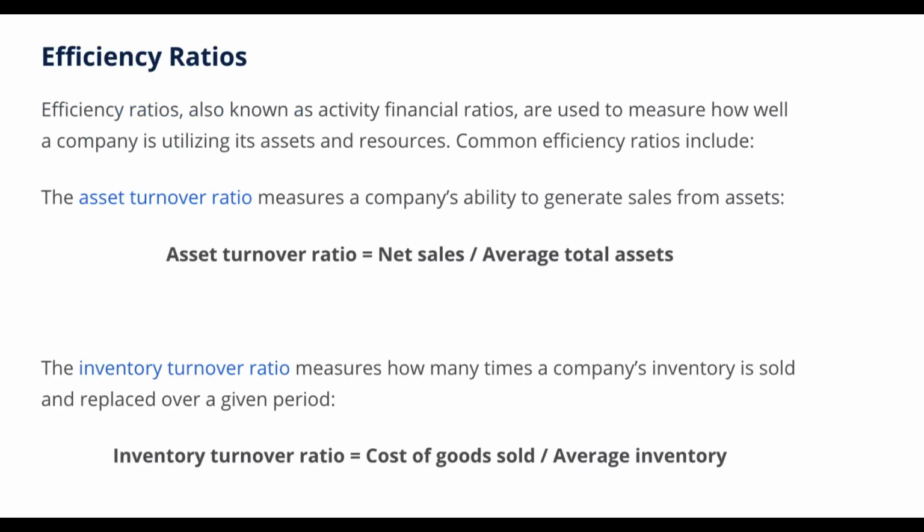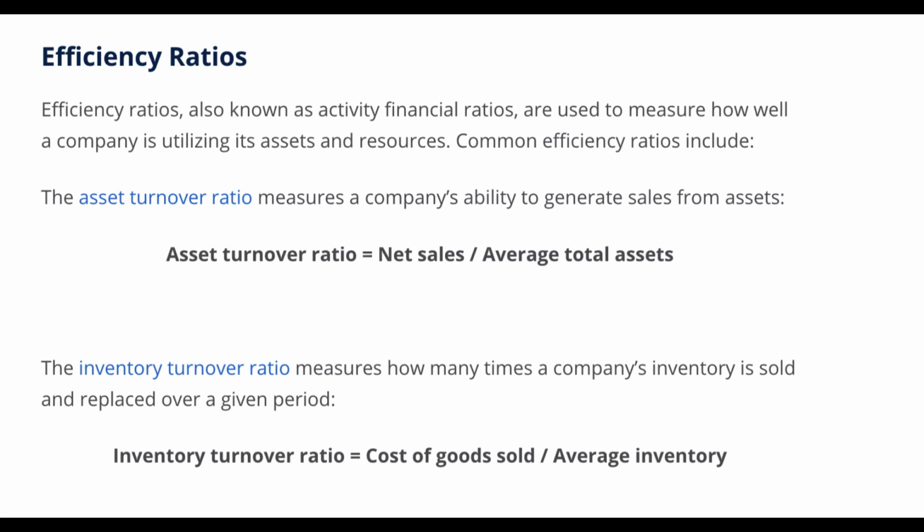Efficiency ratios. Efficiency ratios, also known as activity financial ratios, are used to measure how well a company is utilizing its assets and resources. Common efficiency ratios include: the asset turnover ratio measures a company's ability to generate sales from assets. Asset turnover ratio equals net sales / average total assets.